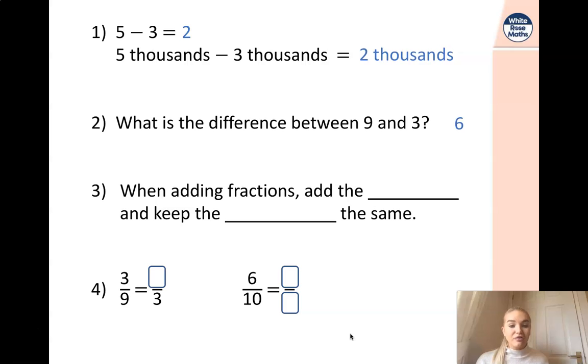When adding fractions, add the numerators and keep the denominator the same. We know that the denominator is kept the same and we add the numerators. And then we're looking at equivalent fractions. So we know, what did we divide 9 by to get to 3? How many 3's are in 9? 3, 6, 9. We divided it by 3. So that means we need to divide 3 by 3 to get our numerator. How many 3's are in 3? 1. So 3/9 is equivalent to 1/3.